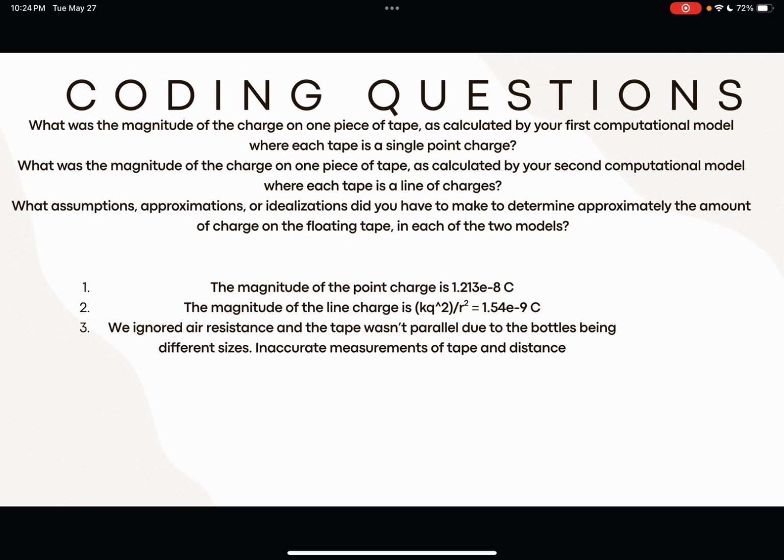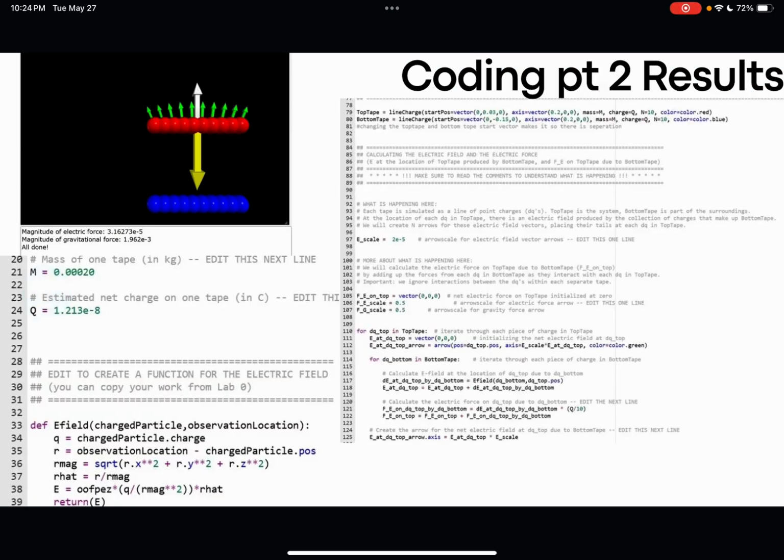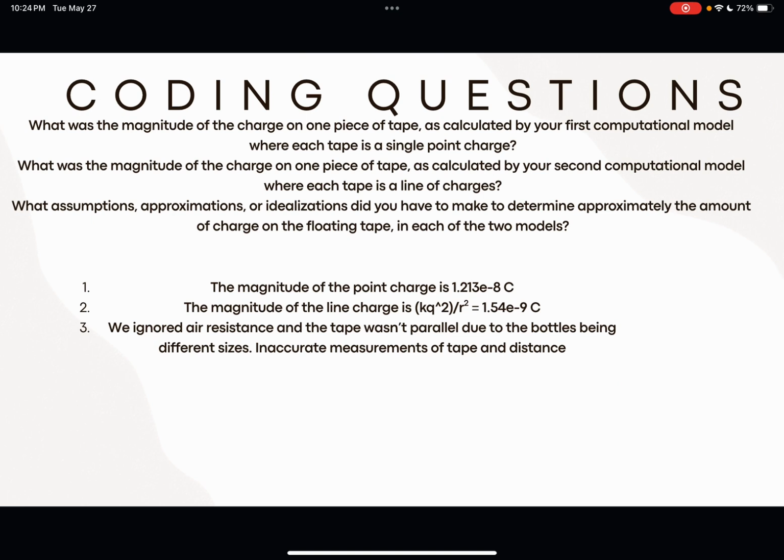And we found the magnitude of the point charge is 1.213e-8 coulombs. For the magnitude of the line charge, we set the magnitude of the electric force, which is 3.16 times 10 to the negative 5, equal to kq squared over r squared to find the magnitude of the line charge, which is 1.54e-9 coulombs.